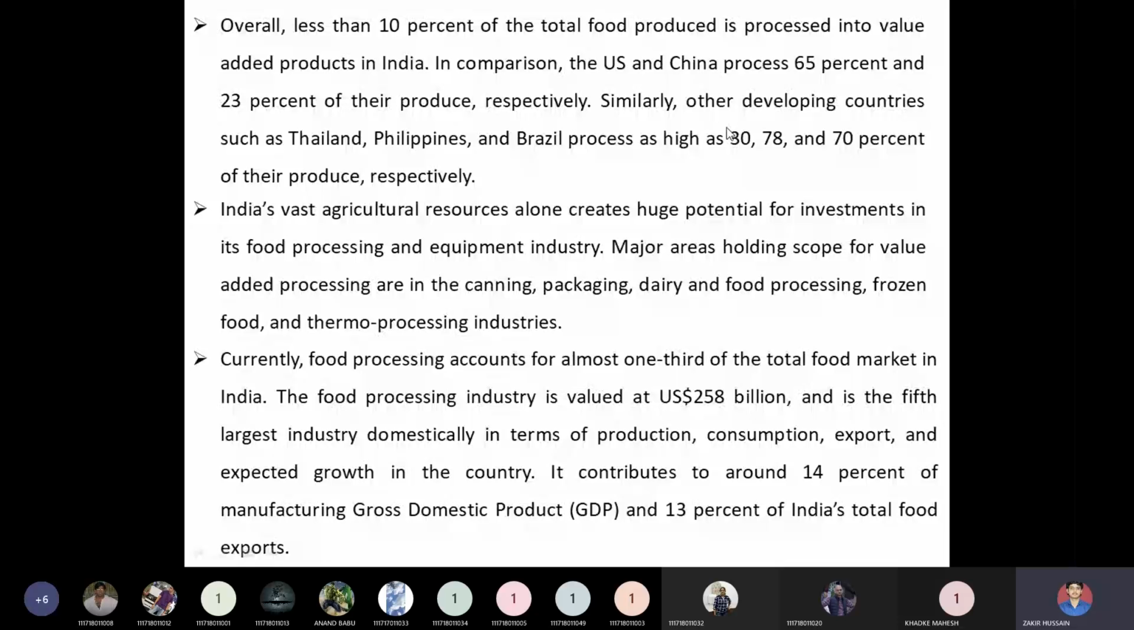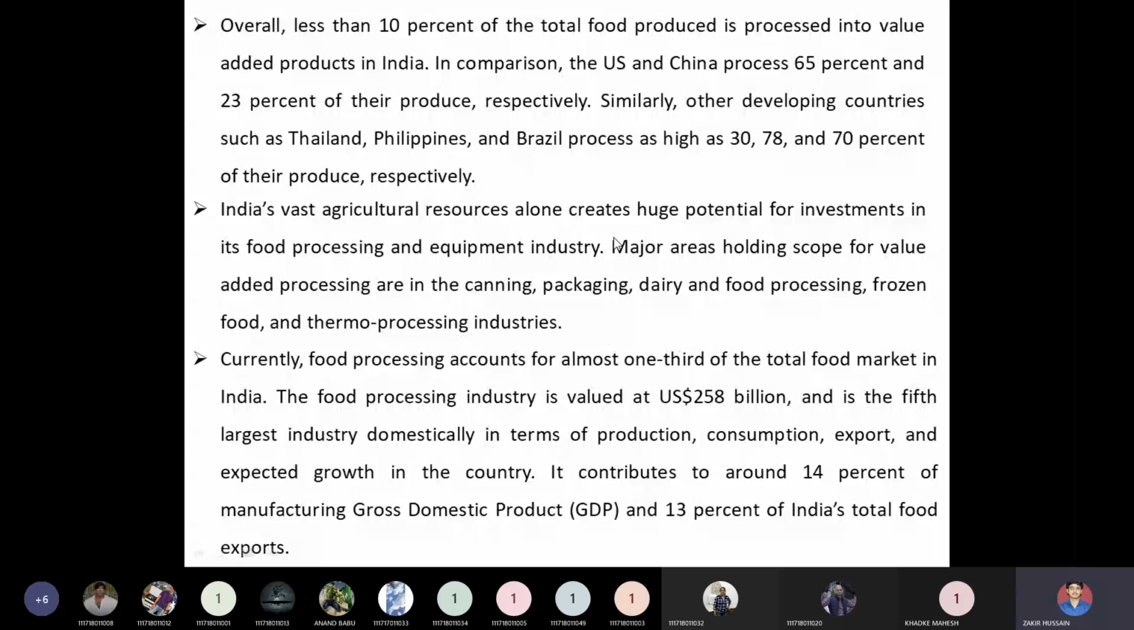So India's vast agricultural resources alone create huge potential for investment in its food processing and equipment industry. Therefore, we have to invent some food processing processes so that the shelf life of the food can be increased. At the same time, much investment is needed in the food processing equipment industry also. So for India, there is huge potential not only in food processing inventions, but also in the equipment industry, whereby food can be processed easily.